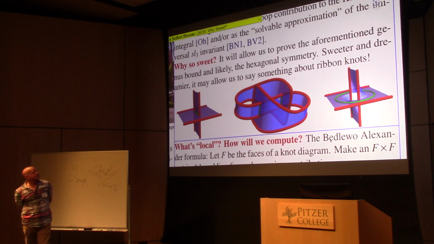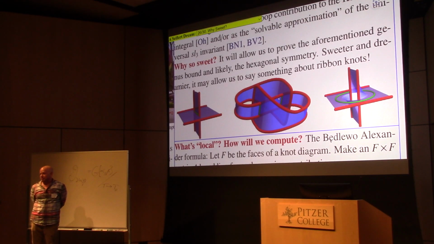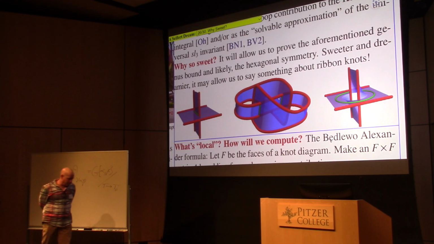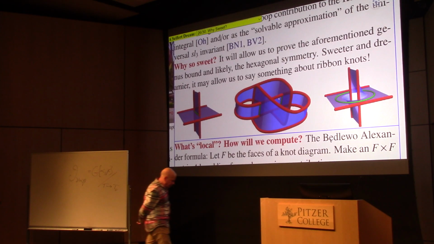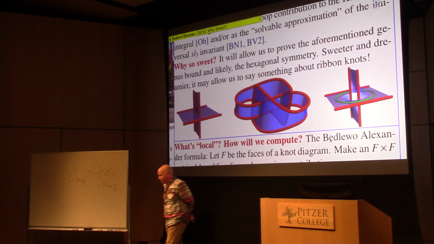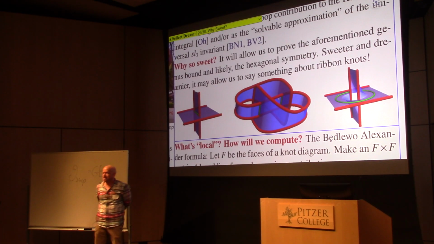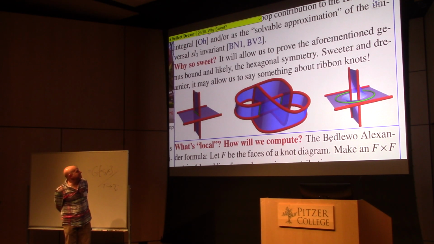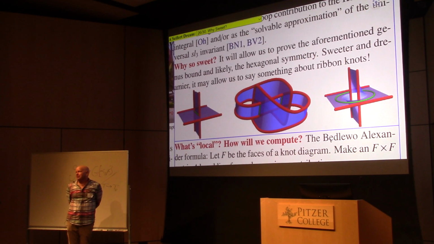Anyway, why is this dream so sweet? Why do I care about telling you about it? Well, first of all, it will allow us to prove the genus bound. And maybe some topologists one day will want another genus bound, which is sometimes stronger than the genus bounds that you get by other means, by the Alexander polynomial, say. So that's not a little thing. Also, I mentioned at the beginning that theta has symmetries that we don't understand. In particular, it always has hexagonal symmetry. The formulas don't show it.